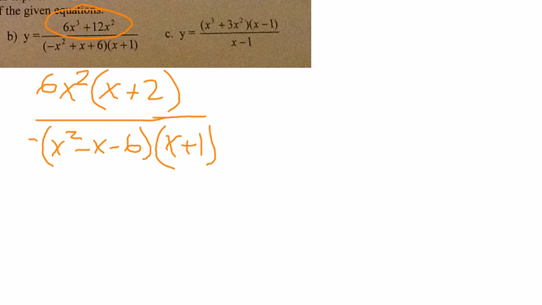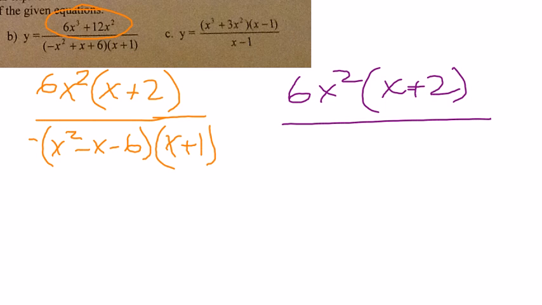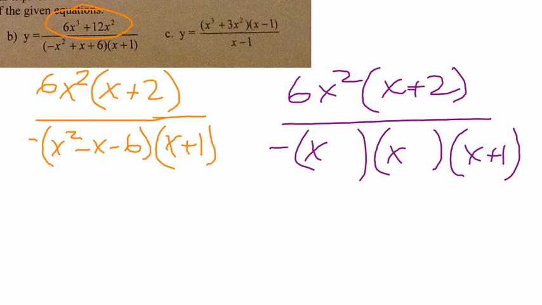So I'm going to move over here now, rewrite it, 6x squared, x plus 2, all over negative. We're going to factor this. I'm looking for two numbers that multiply together to give me negative 6 and add together to give me negative 1. That's going to be negative 3 and positive 2. Negative 3 times 2 is negative 6. Negative 3 plus 2 is negative 1. So I'm golden. That one was pretty straightforward to do.